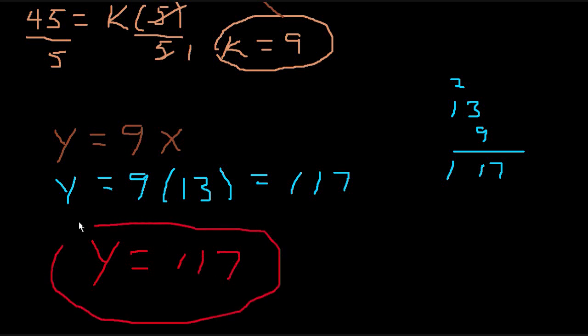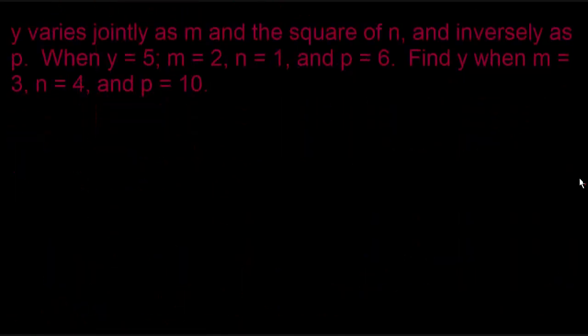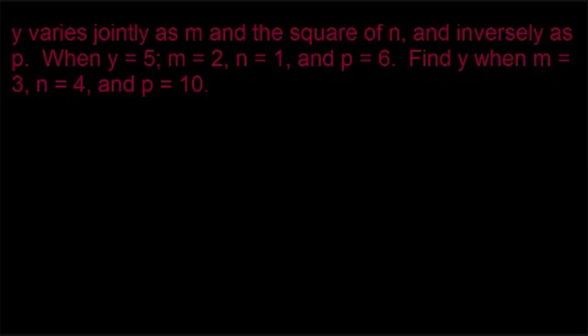Okay, that wasn't too bad. Needless to say, they get more difficult. And so as we move on to the next one, we'll read it. It states y varies jointly. Okay, already a new word, jointly, as m and the square of n, and inversely. Well, I've seen inversely before, but not in this context. Inversely as p.